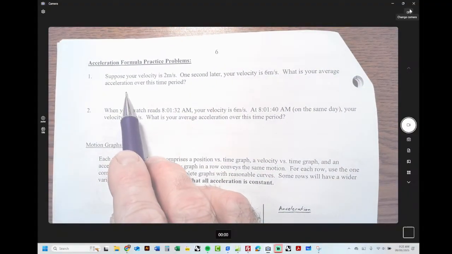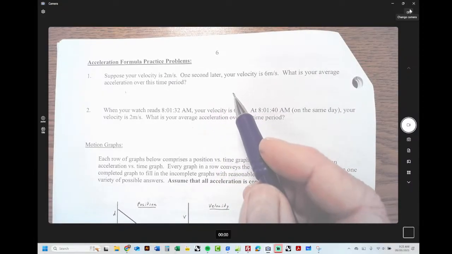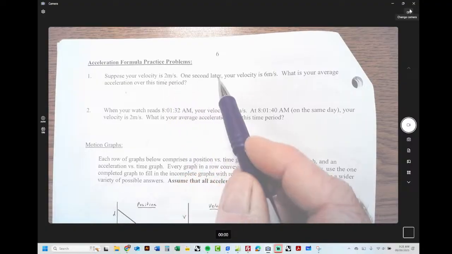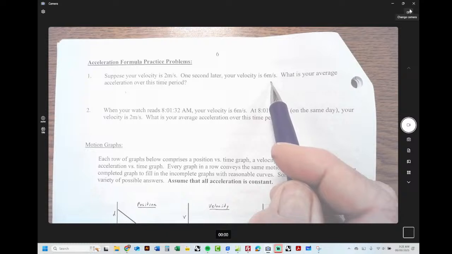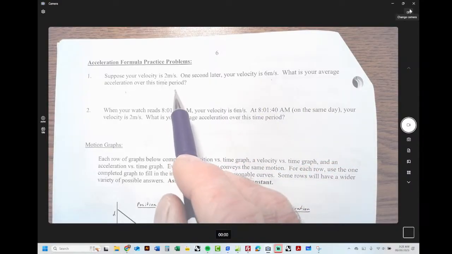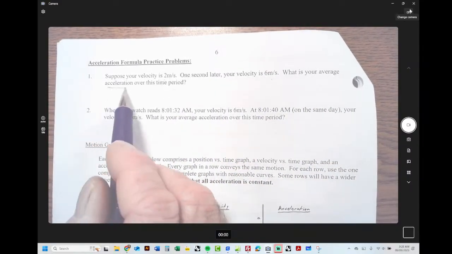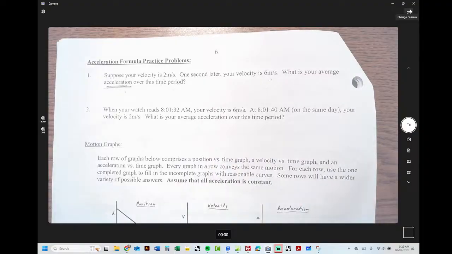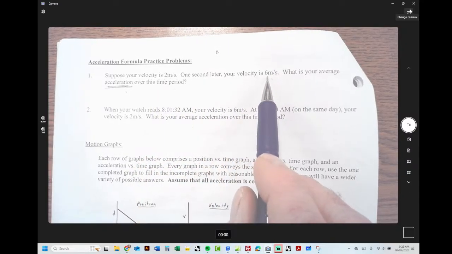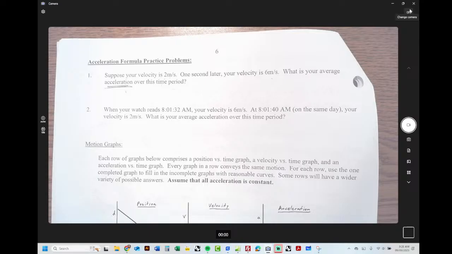So number one, suppose your velocity, this one I think you could just do in your head, but I'm going to use the formula. Suppose your velocity is 2 meters per second. 1 second later, your velocity is 6 meters per second. Don't blurt out the answer yet, but see if you can just in your head figure out what the average acceleration would be. This one's pretty simple, and then I'll use the formula. You're going 2 meters per second. A second later, you're going 6 meters per second. Okay, what's your acceleration? 4 meters per second squared.